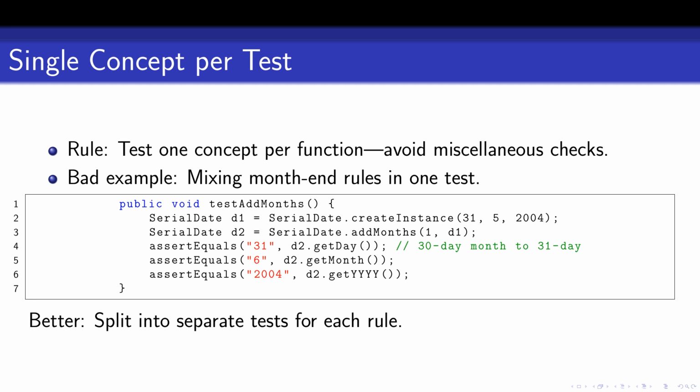Single concept per test takes it further. Stick to one idea per function, no mixing and matching. This bad example crams month-end date rules into one test. Day, month, year, all jumbled together. It's a mess that muddies what's being tested. Better to split it into separate tests, each tackling one rule. That way, you're not juggling concepts. You're nailing them one by one, clean and simple.